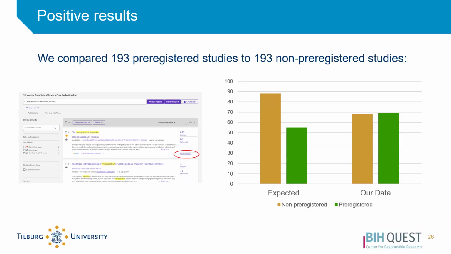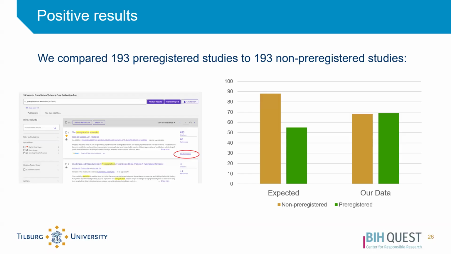So this is how we were able to compare pre-registered to non-pre-registered studies. And on the right-hand side, you can see what we expected and what we actually found. So we expected that for the pre-registered studies, the proportion of positive results would go down, right? Because ideally, there will be fewer false positives, so the number of overall positive results would go down. That's what we expected. We didn't find anything, as you can see on the right-hand side.